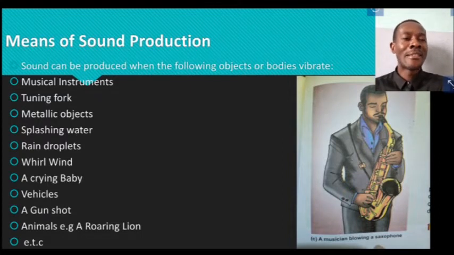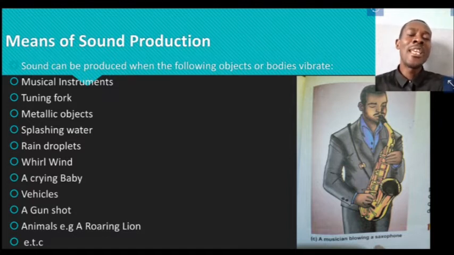Now, the splashing of water can also produce sound. If you visit somewhere like the ocean or the sea or the beach, like we have around Lagos, where we have the Bar Beach, you see how the waves of the ocean water are moving and coming with some sound effect. When it hits the shore, whether on a rock or on any other material, it gives out a sound. So splashing water can produce sound.